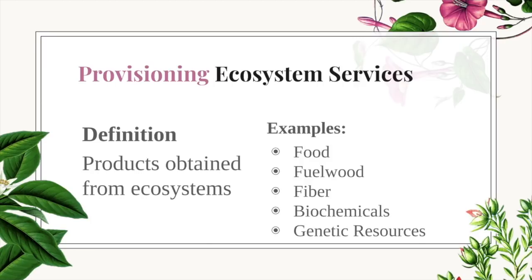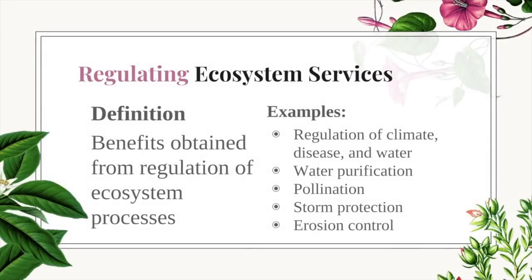Okay, so here are some subsections of the ecosystem services. We have the provisioning ecosystem services, which are products obtained from ecosystems, and these include food, fuel wood, fiber, biochemicals, and genetic resources, which we can use to find cures to diseases. Then we have the regulating ecosystem services, which are benefits obtained from regulation of ecosystem processes, which would include regulating climate so that we don't die in a fiery inferno, regulating disease so that we don't die from the bubonic plague, and regulating water so that the water doesn't taste nasty and we don't die from poisoned water.